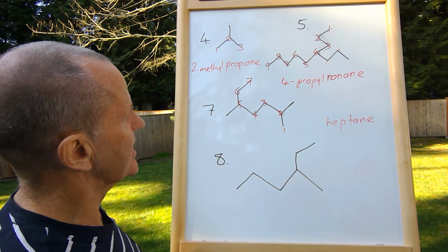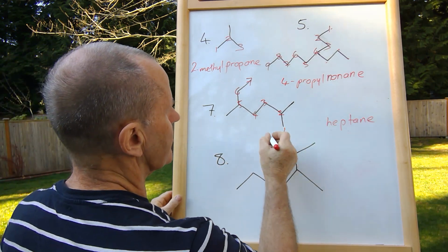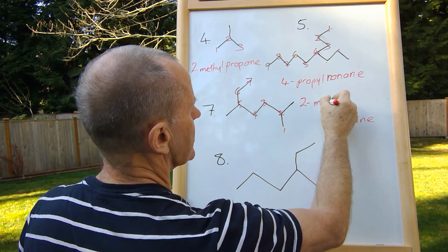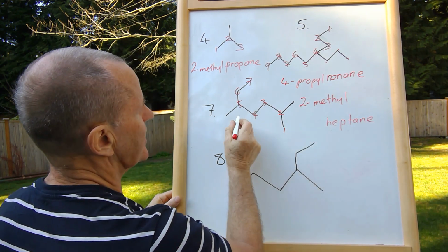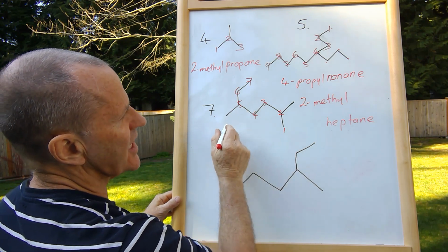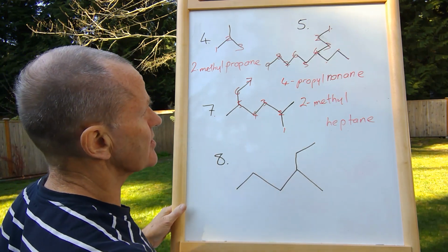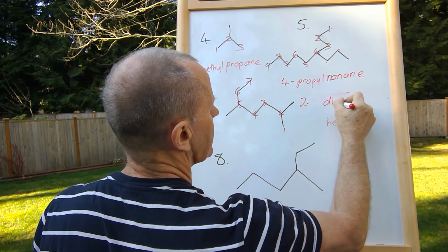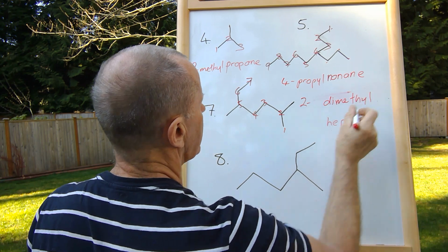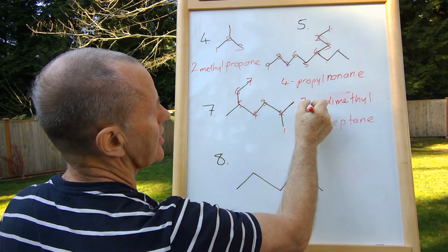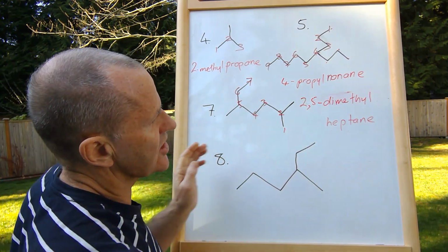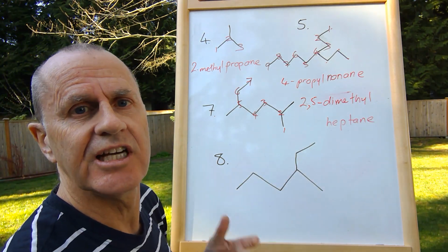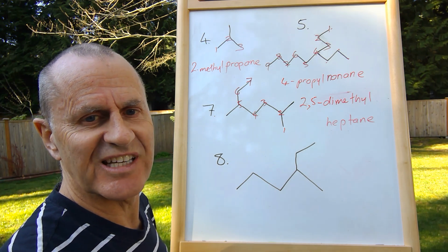Right, so we get the heptane there, and on 2, we've got, I'm going to have to do it up here, 2-methyl, and then 5, and it's another methyl. Oh, so if it's 2 methyls, it's dimethyl. And it's 2,5-dimethylheptane. And there shouldn't be a gap between these two, it should be one word, but I just ran out of space there.